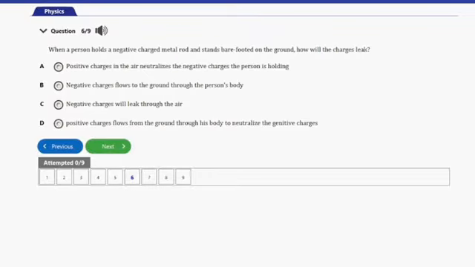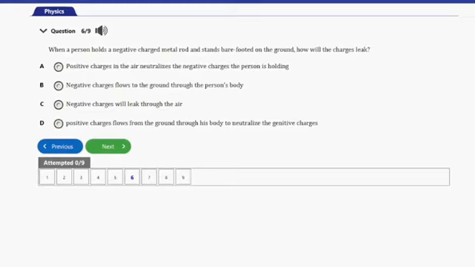That's question number 6 here. It says, when a person holds a negative charged metal rod and stands barefooted on the ground, how will the charges leak? A. Positive charges in the air neutralizes the negative charges the person is holding. B. Negative charges flow to the ground through the person's body. C. Negative charges will leak through the air. D. Positive charges flows from the ground through the person's body to neutralize the negative charges.